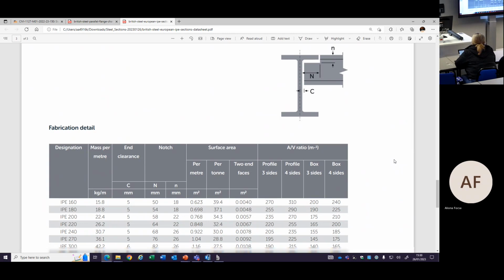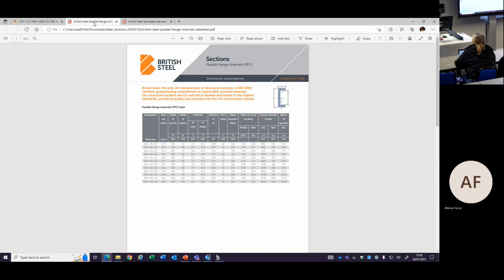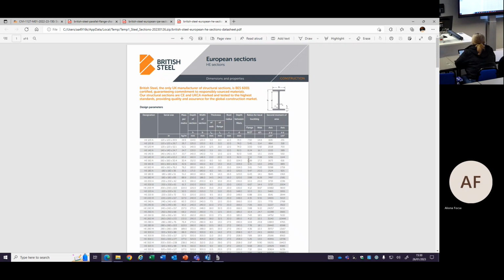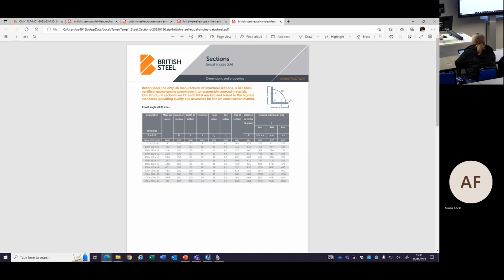So yeah, that's different. You also have the other files. The other file was for IPE. This is the HE section. This is a different kind of standard. This is the HE section. This is the angle section used for some kind of connections, etc.